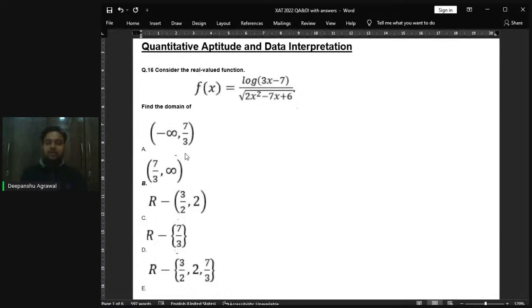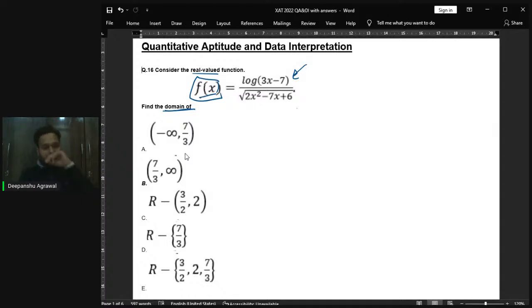Okay. So f(x) is given as log(3x - 7) divided by the square root of this expression, right? We have to find the domain of this. Domain means what are the values of x that we can put in this so that this function is a real function, not an imaginary function, right?